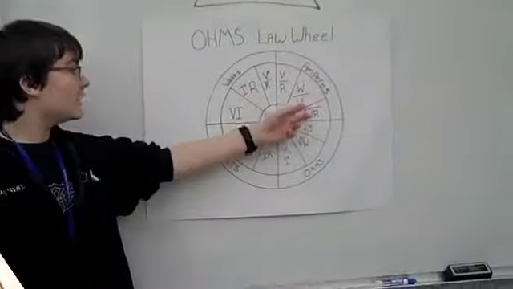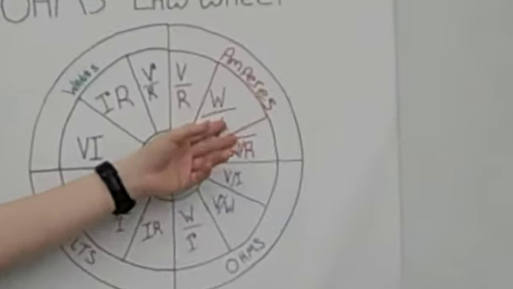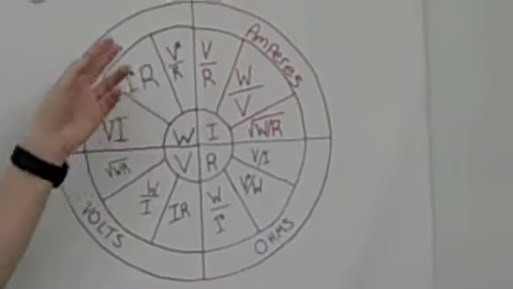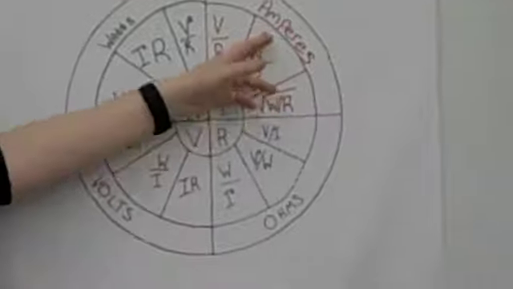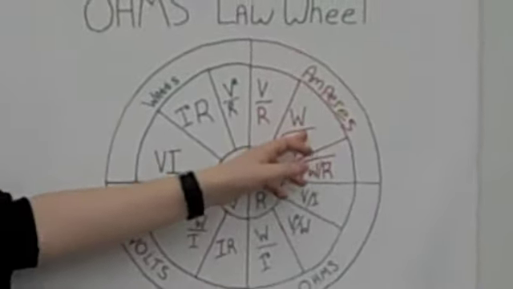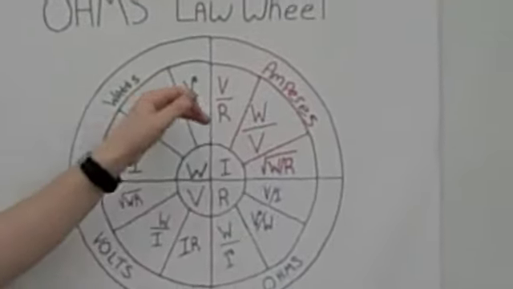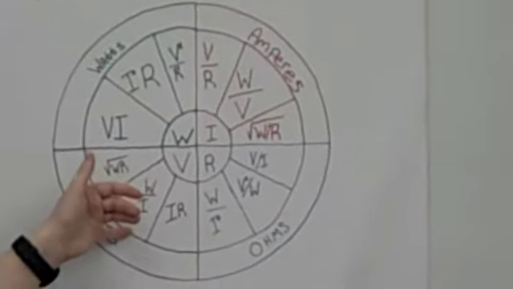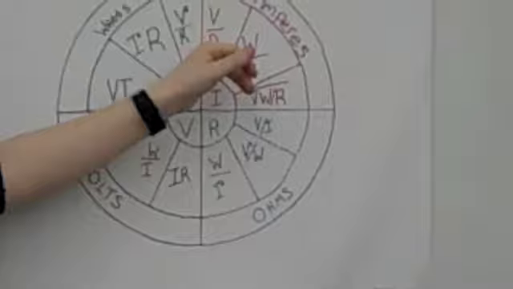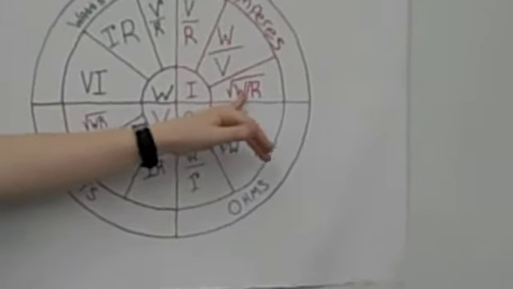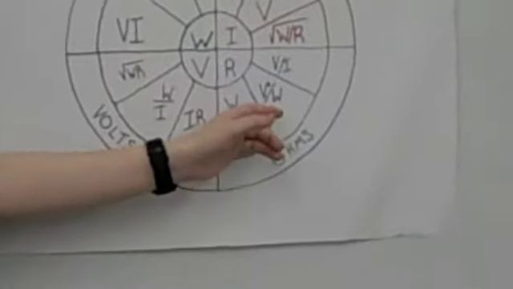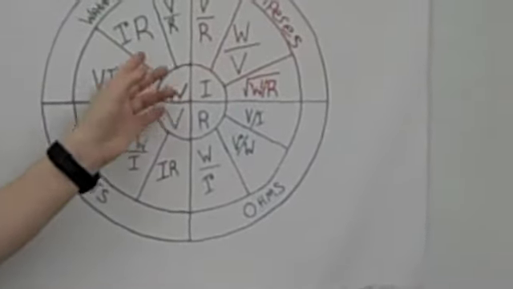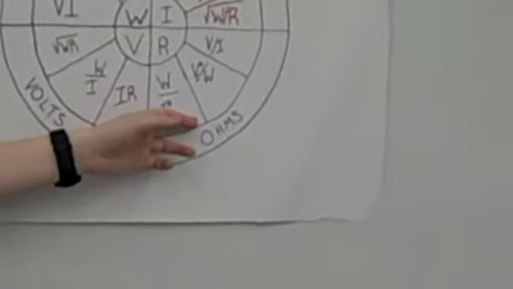Alright, so the formula for finding amps, if you have volts and resistance, is volts divided by resistance. So that would be this divided by this equals this. Then to find it with watts and voltage, you do watts divided by voltage equals amps. And to find it with watts and resistance, you do the square root of watts divided by resistance.